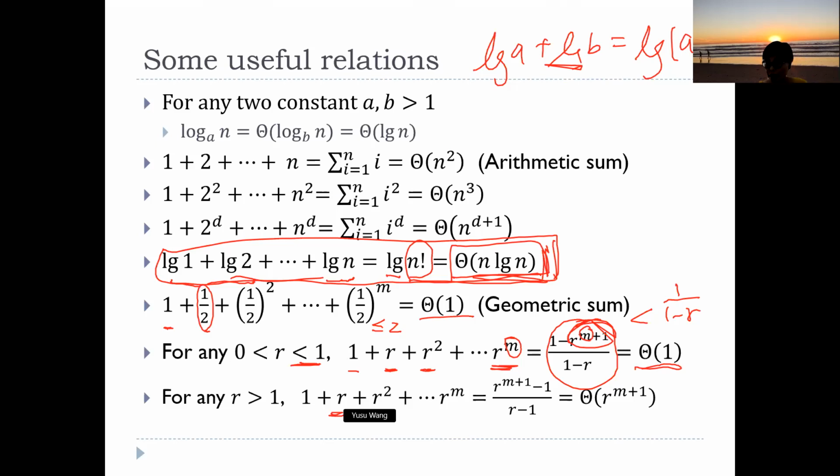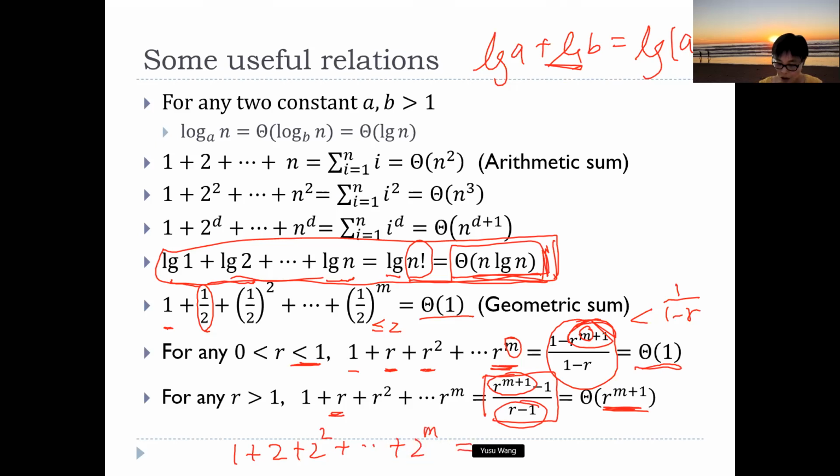But if r is bigger than 1, then you cannot throw this away anymore, because as the exponent becomes larger, this term becomes larger and larger, going to infinity. So now you have this quantity, and this is constant, this is constant, so what dominates is r to the power of n plus 1. For example, if you have 1 plus 2 plus 2 squared up to 2 to the m, then this is dominated by 2 to the power of m plus 1. So this geometric series is also something we'll use very commonly, in particular this one.